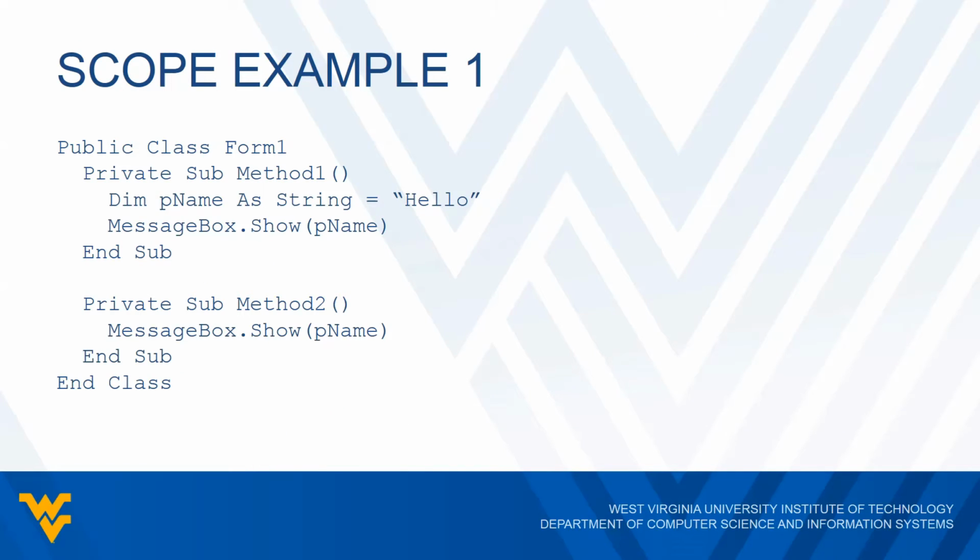Let's do an example of some code and actually see how these scope rules apply. So in this example, I have two methods, method 1 and method 2. In method 1, I declare a string variable called pname, and it's initialized to hello. And then I use a message box to print the value of pname. So it's going to print hello in a message box. And then in method 2, I'm pretty much doing the same thing, except I'm not declaring pname. I'm going to display the value of pname.